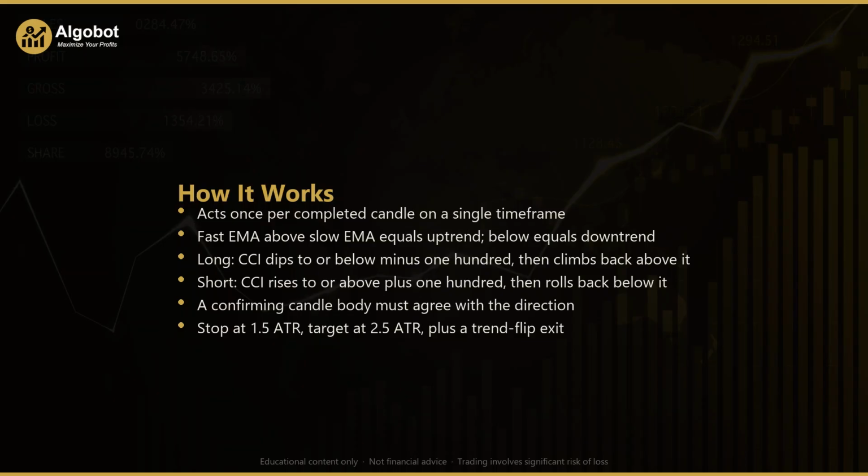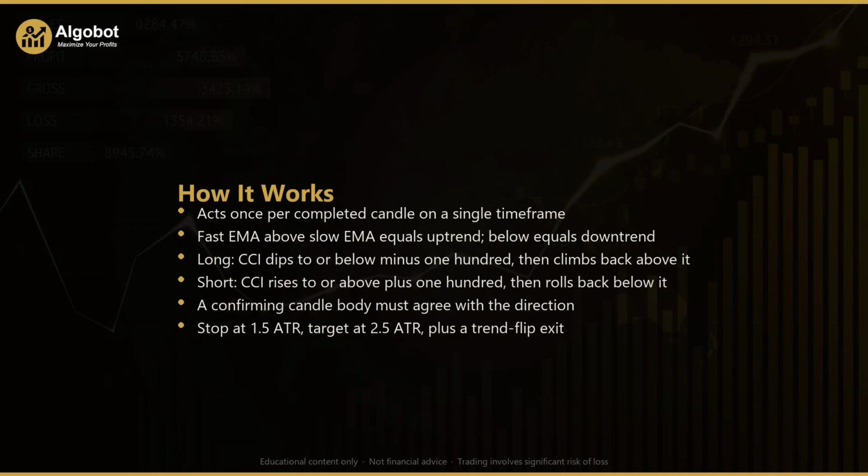Let's break down the mechanics step by step. The Cci Trend Pullback strategy works on a single time frame and acts only once per completed candle, so every decision is based on closed, confirmed data rather than a flickering live price. The first building block is the trend filter. The EA calculates two exponential moving averages of the closing price, a fast one, defaulting to 20 periods, and a slow one, defaulting to 50.